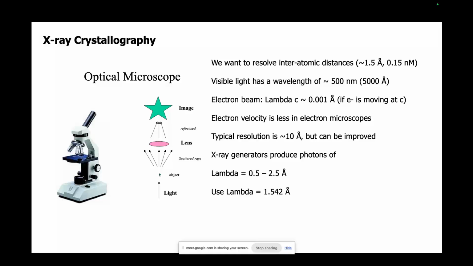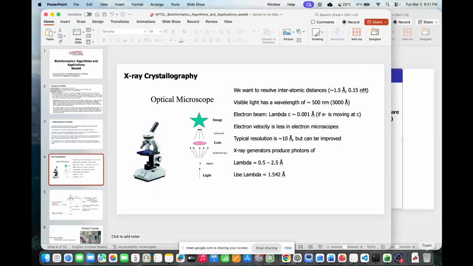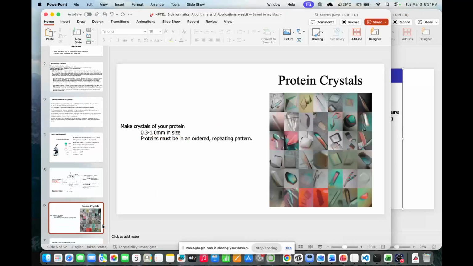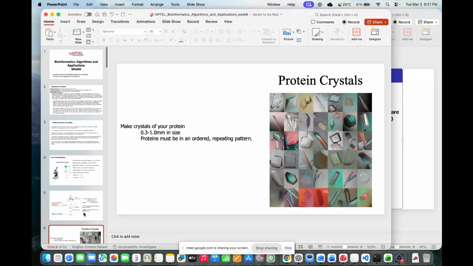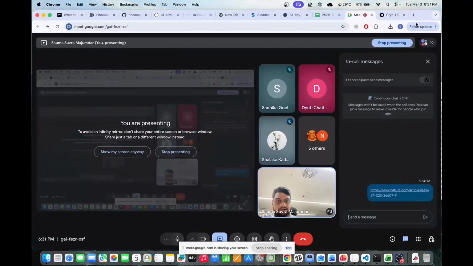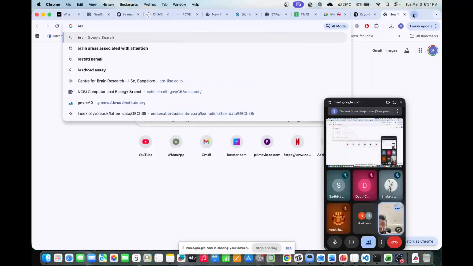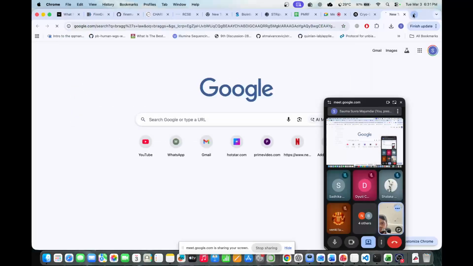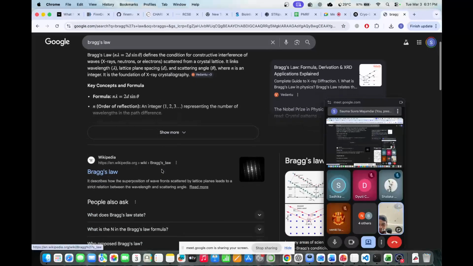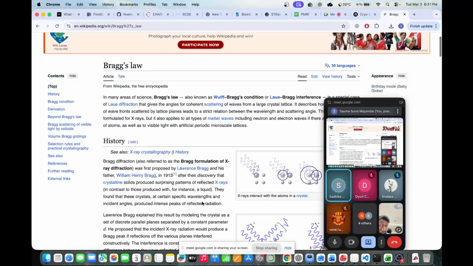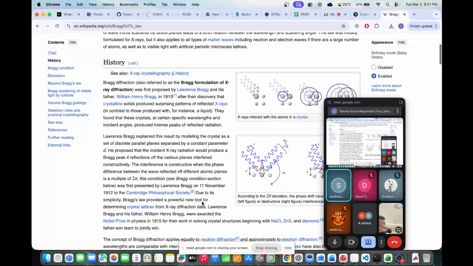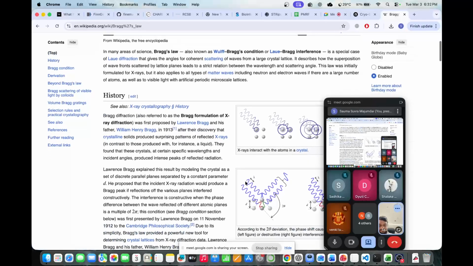So there is something called Bragg's law. Bragg's law is basically 2d sin theta equals n lambda, right? That is Bragg's law, and it was mentioned in class by my sir as well.